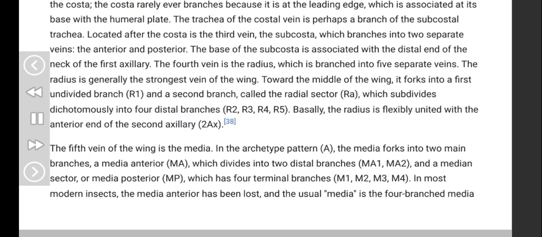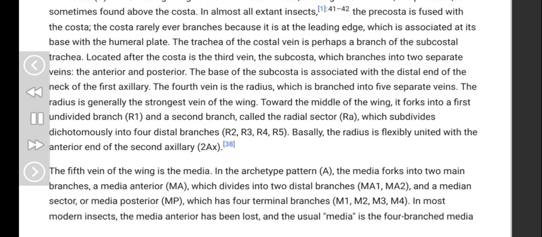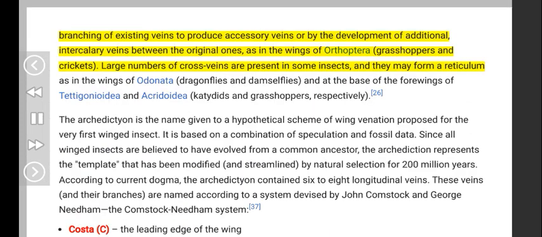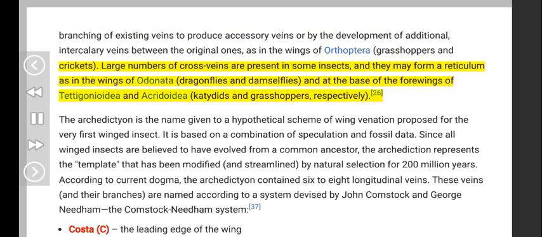An increase in venation may occur by the branching of existing veins to produce accessory veins or by the development of additional, intercalary veins between the original ones, as in the wings of Orthoptera, grasshoppers and crickets. Large numbers of veins are present in some insects, and they may form a reticulum as in the wings of Odonata, dragonflies and damselflies, and at the base of the forewings of Tettigonioidea and Acridoidea, katydids and grasshoppers, respectively.